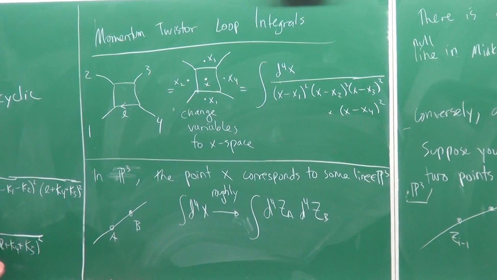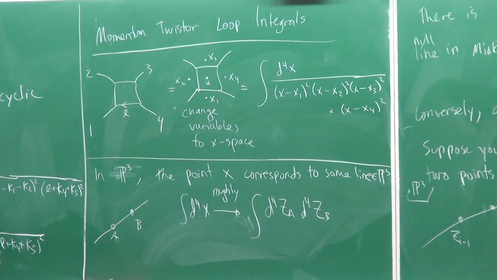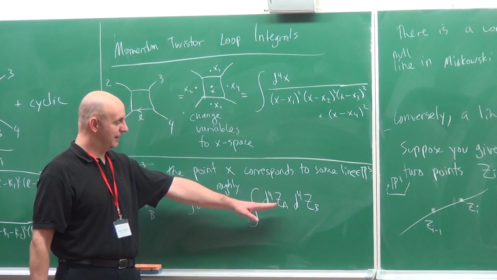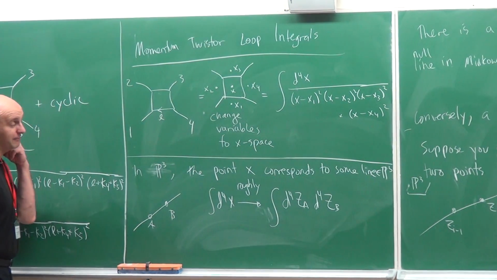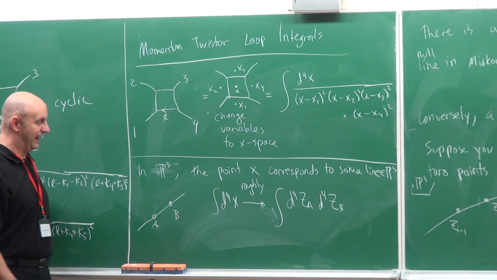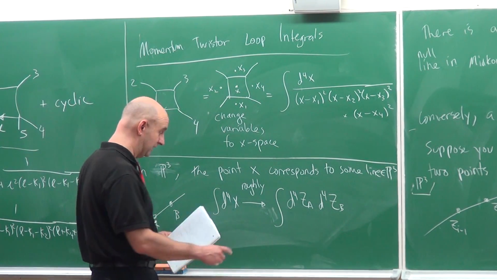And the line can be characterized by 2 points that lie on it. But of course, this can't be the right answer. It's not even projective invariant. And moreover, we need to make sure that we're actually integrating only over the line that contains A and B, not over A and B separately.